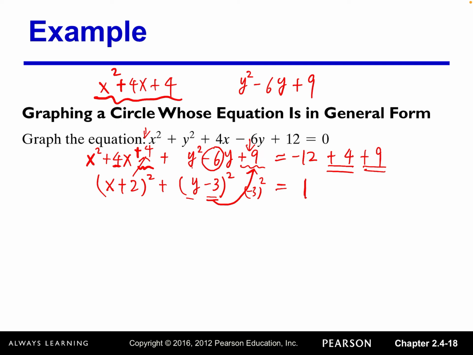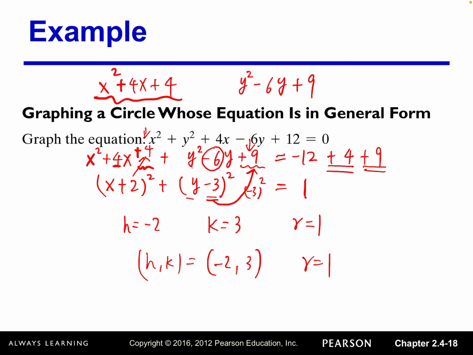So once you write it in standard form, we can easily identify the center of the circle and the radius of the circle, right? So h equals -2. Remember, minus negative here, right? And then k equals positive 3, r equals 1. So the center of the circle is (-2, 3), and the radius equals 1.